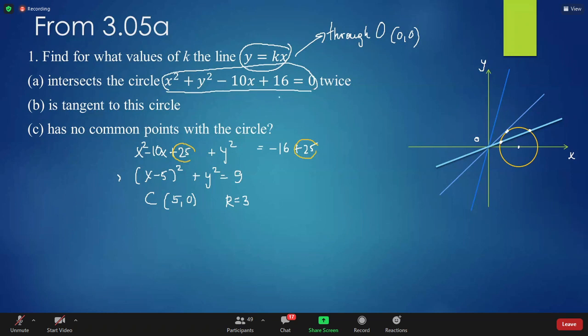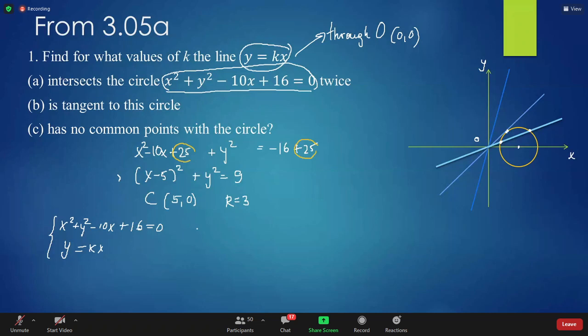The common points could be found by solving the system x squared plus y squared minus 10x plus 16 equals 0 and y equals kx. If we know k, we can find the coordinates of the common point, or maybe the system would have no solution if there are no common points, but we do not know the value of k. So what do we do? We still take y equals kx and plug it into the first equation.